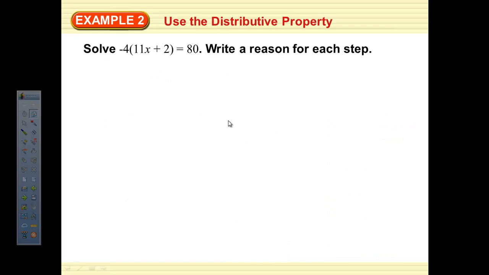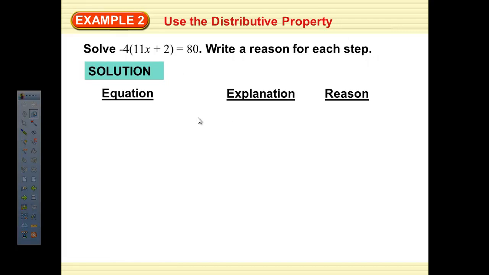We're going to do a couple of these, so just watch what I do. For this next one, of course, we start again by writing our original equation, which is negative 4 times the quantity 11x plus 2 equals 80, and our reason, like I said before, is given.